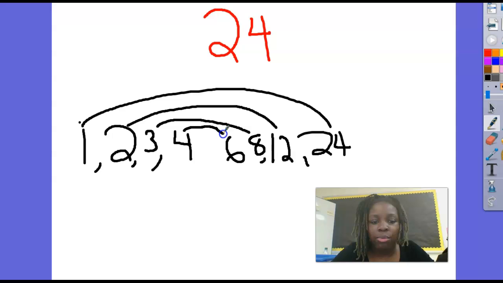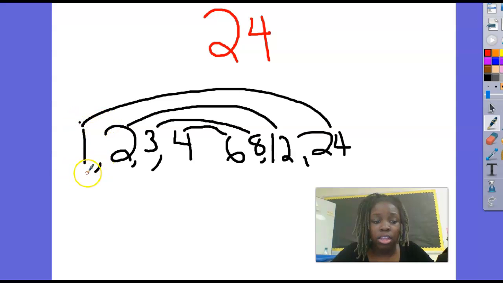Do you guys see how it's enclosing? See how everything's getting smaller and smaller, like it's going in on the rainbow. So after 4 is 5. Can I do 5 times anything? No. So that is all of our factor pairs. These are all of our factors of 24.